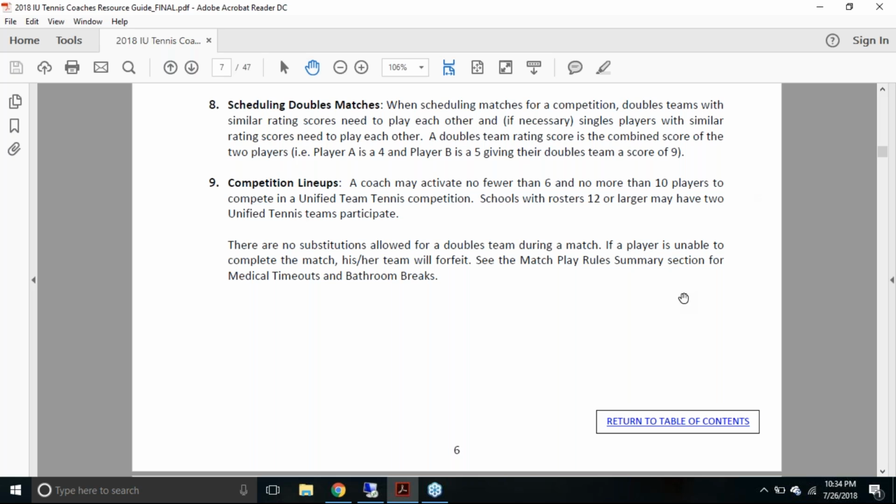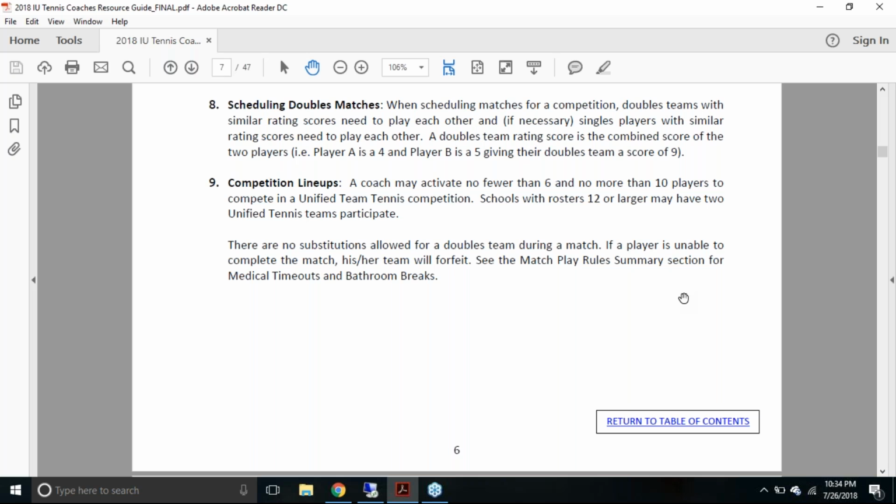Number 9, competition lineups. So a coach may activate no fewer than 6 and no more than 10 players to compete in a unified team tennis competition. Schools with rosters 12 or larger may have 2 unified tennis teams participate. There is a little footnote to this, and that is when we talk about the individual skills competition.